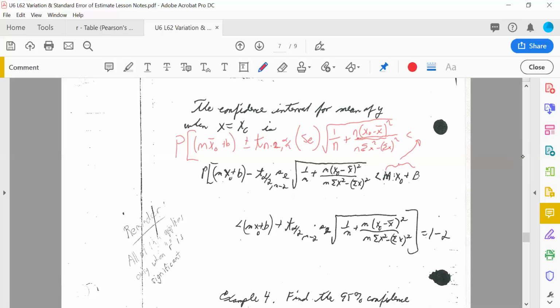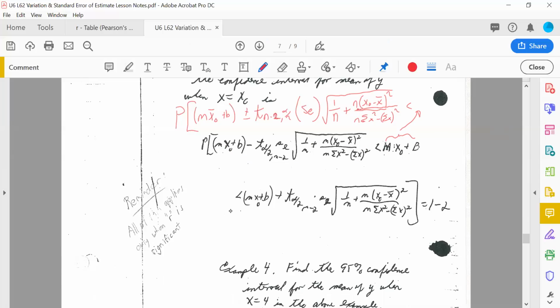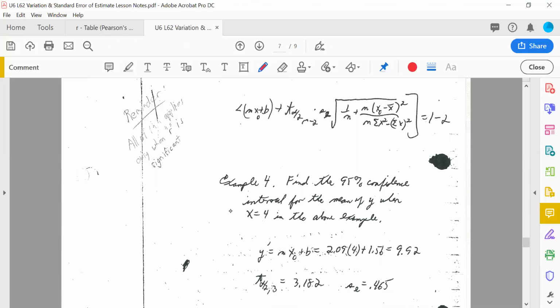All right, that seems so difficult. It's not. It is not so difficult at all, and I'm going to show you how. This confidence interval seems like a mouthful, but it's not. Find the 95% confidence interval for the mean of y when x equals 4. So first off, for the mean of y when x equals 4.